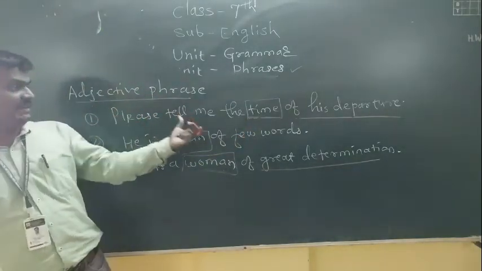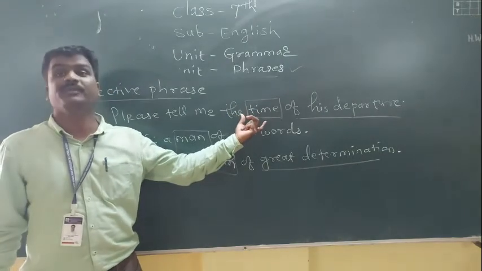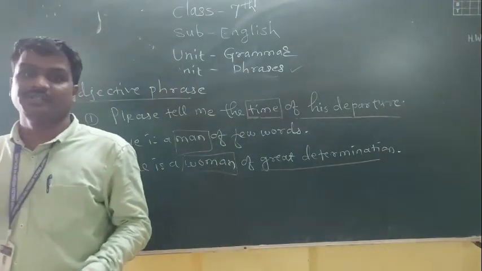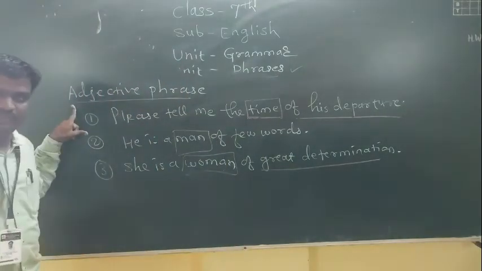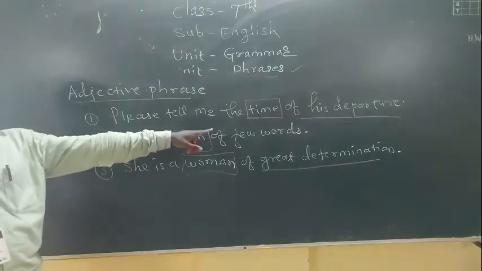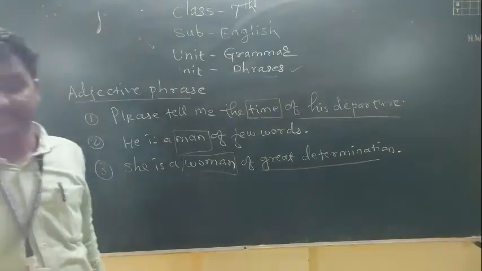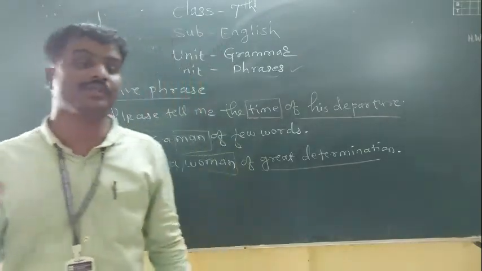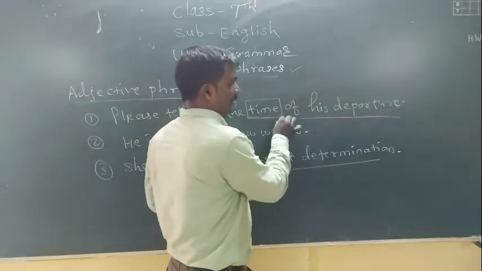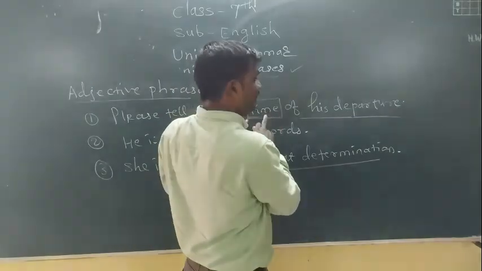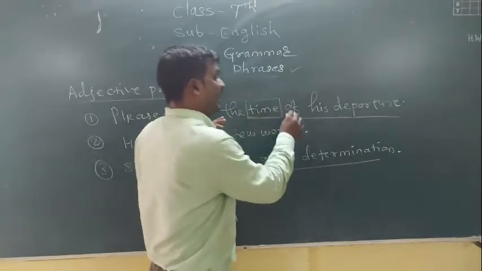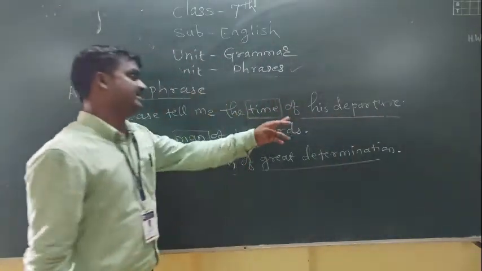Look at this: Please tell me the time of his departure. "Of his departure" gives a description of, or qualifies, the noun. That's why it is called an adjective phrase. When a word qualifies or describes a noun, it is called an adjective. Here we are getting information about the time, and time is a noun. So when a word gives us more information about the noun, that is called an adjective, and that's why "of his departure" is an adjective phrase.